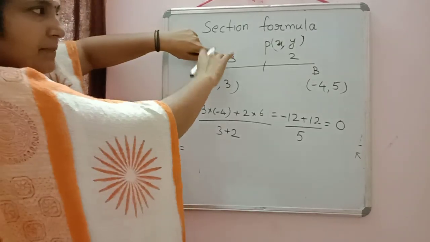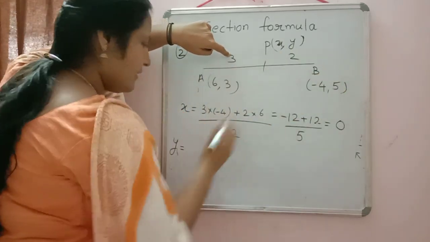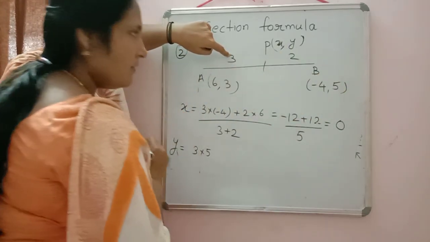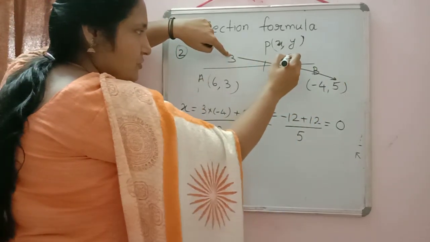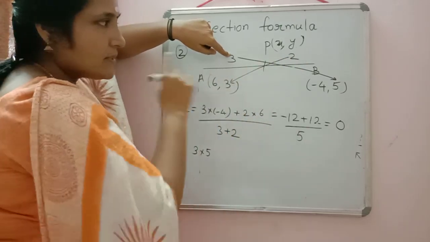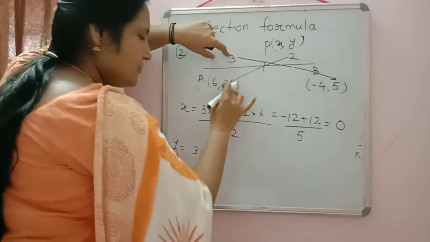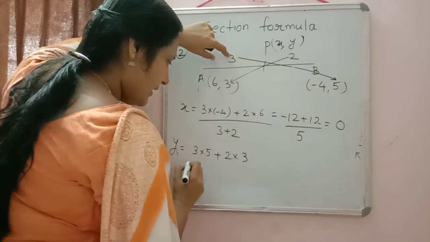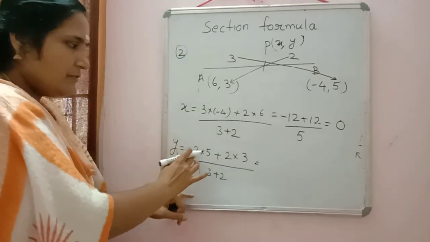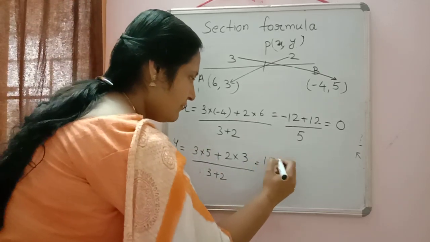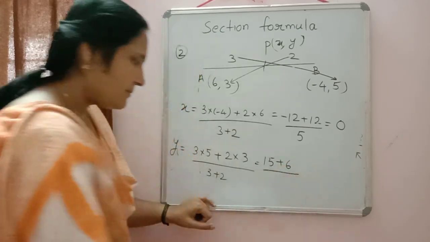Again, you have to multiply it by the opposite one there. So 3 multiplied by 5, 3 into 5, in this way. 3 multiplied by 5 plus 2 multiplied by 3, the opposite y coordinates, divided by 3 plus 2. 3 into 5 will be equal to 15, plus 2 into 3 will be equal to 6, by 3 plus 2, which is 5.